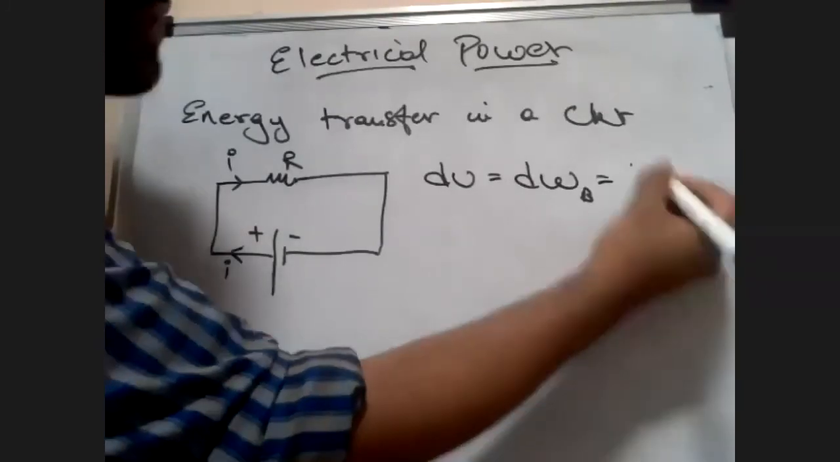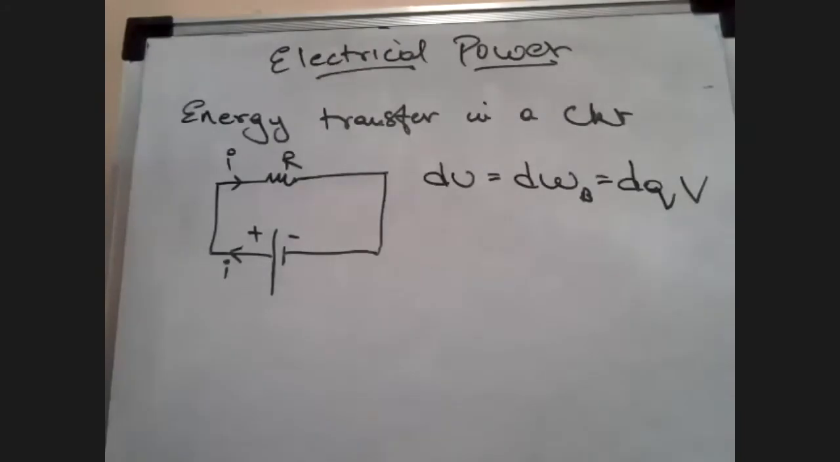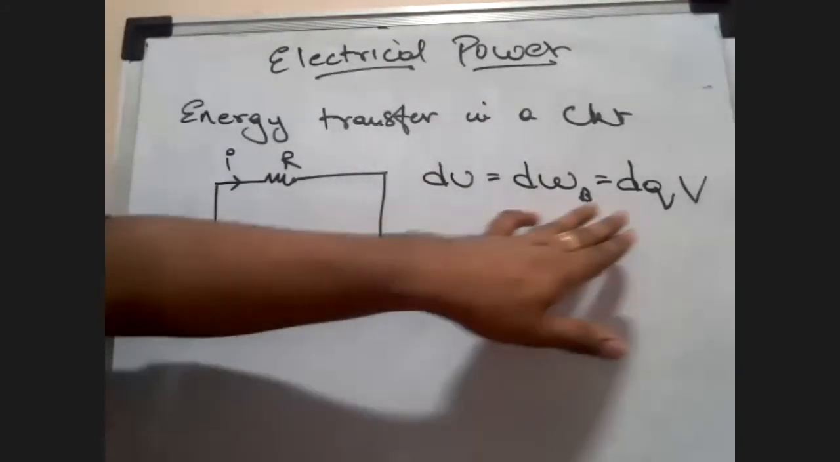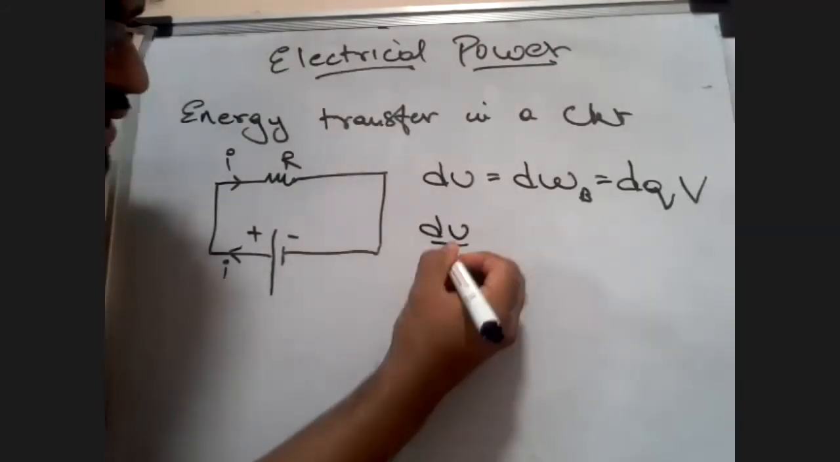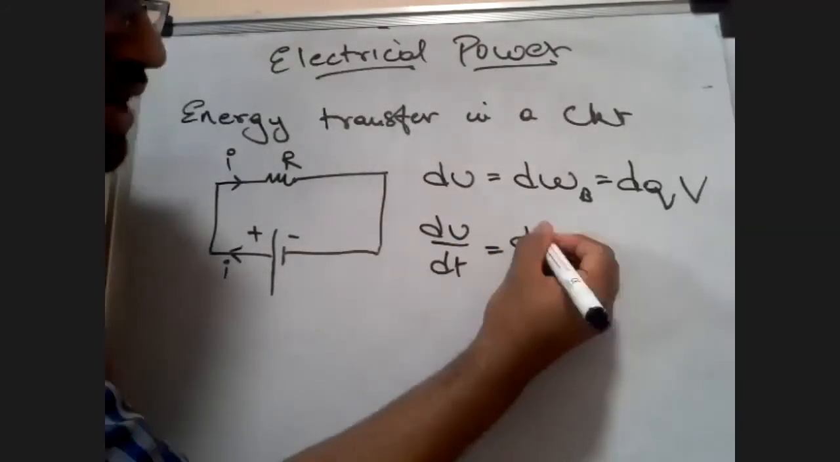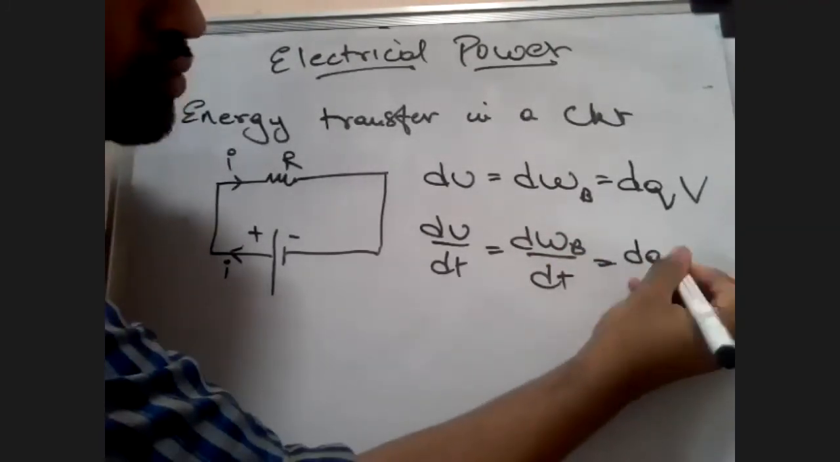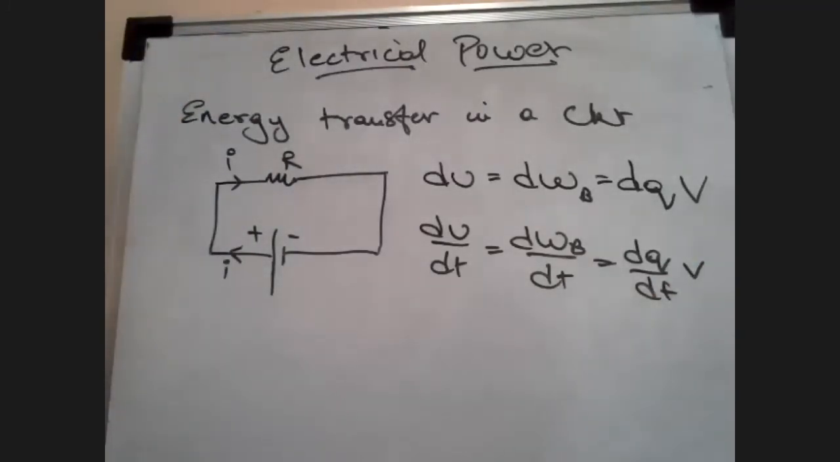That was the new term which had come up. So we wrote dQ into V because of differentiation. Now, let's differentiate this equation with respect to t, that is time. So let's say dU by dt equals dWb by dt, and that is equal to dQ by dt with V as a constant.